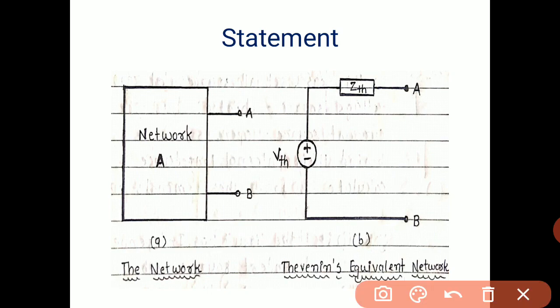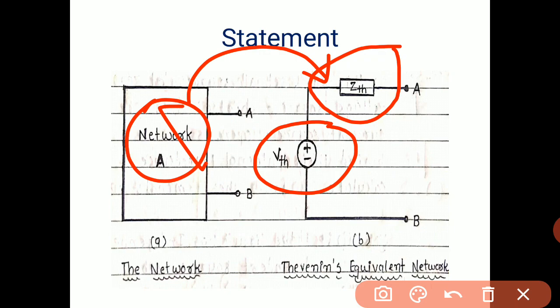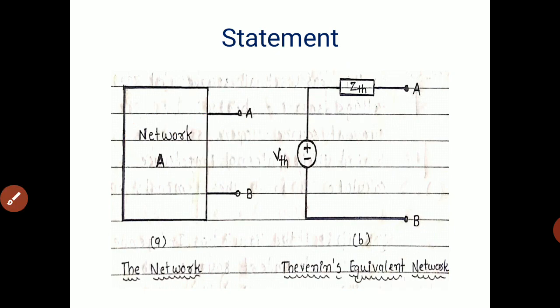So the network A is converted into one Thevenin equivalent source and one Thevenin equivalent impedance. So the entire network will be converted into the Thevenin equivalent network by using Thevenin's theorem. So friends, let us discuss these phenomena with two more examples. So let us start.